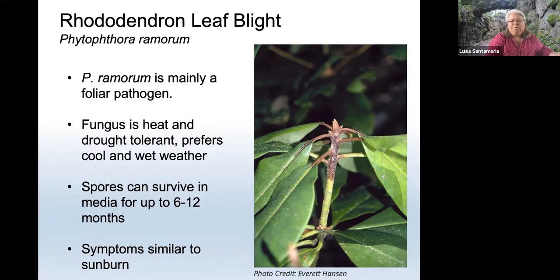And it's tolerant to heat and drought and prefers cool and wet weather. So we provide this pathogen the best conditions in our nursery systems, because we have all the plants that this pathogen likes, to be honest. There are more than 140 species that could be a great host for this pathogen. And symptoms sometimes could be similar to sunburn, so it can be confusing, but no, you cannot confuse that.